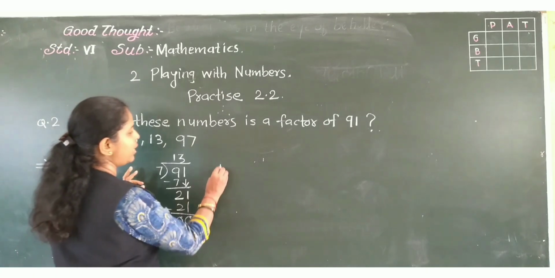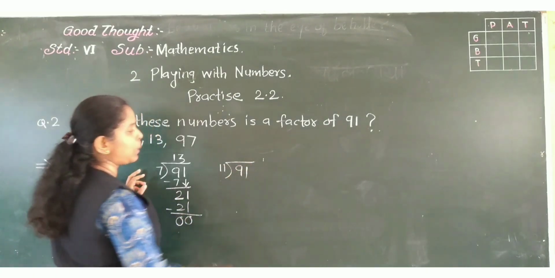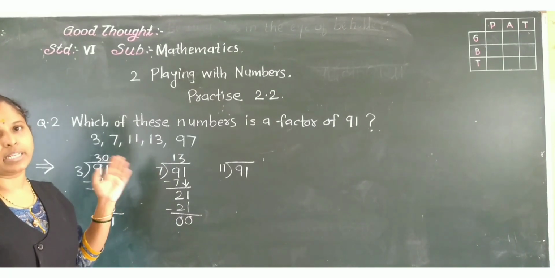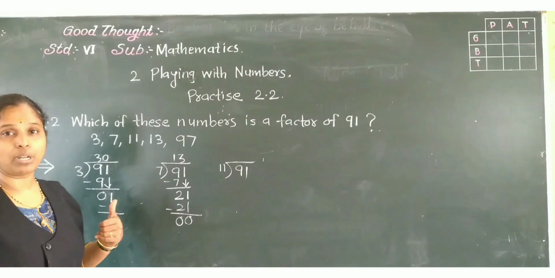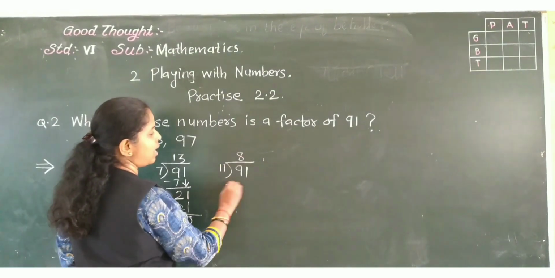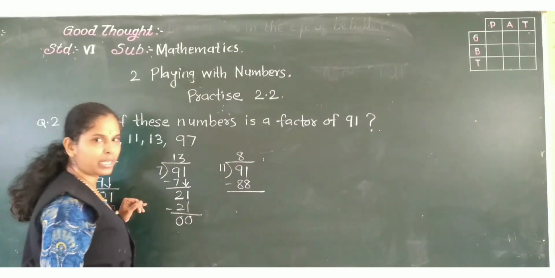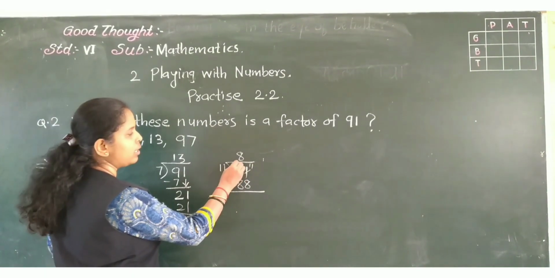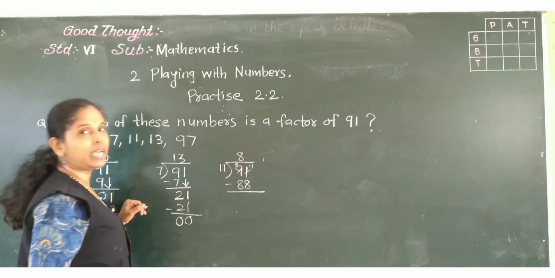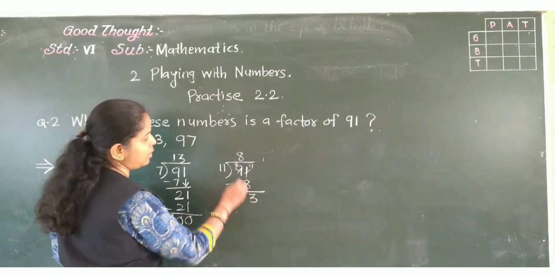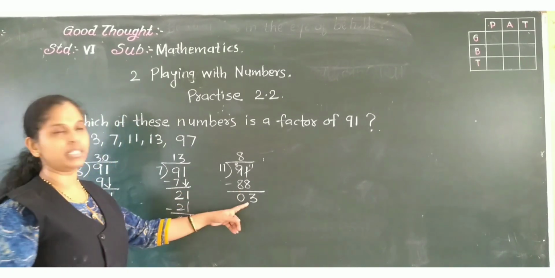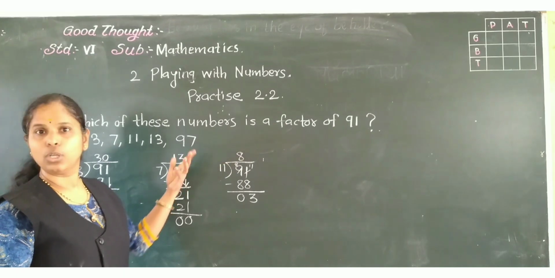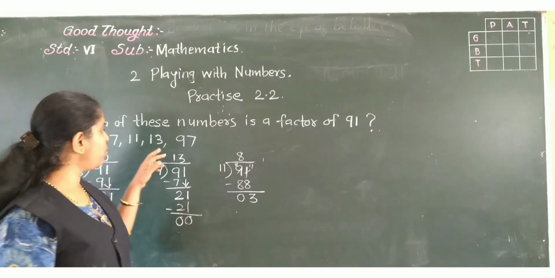Next, 11. In 11's table, 11 eights are 88 and 11 nines are 99. So which number do we have to take? 11 eights are 88. Subtract. We will borrow 1 from here, here it will be 8. Now 11 minus 8, how much? 3. And 8 minus 8, 0. Now see, the remainder is 3. So can we say 11 is a factor of 91? No. 11 is not a factor of 91.